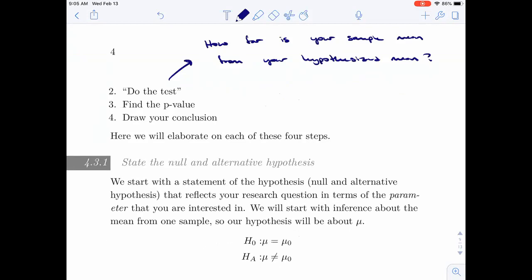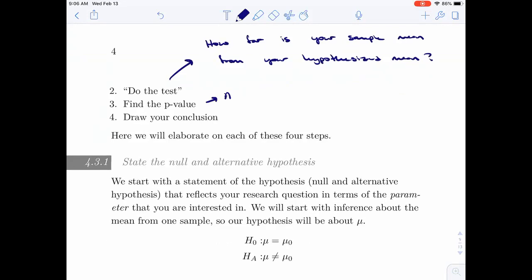In step 3, we're going to find the p-value. The p-value is just the area in the tail. So far we know how to do steps 2 and 3 really well. We know how to calculate a z-score, and we know how to find the area in the tail, regardless of which side of the curve we're on. The area in the tail is the p-value. And then step 4 is our conclusion, and our conclusion has 3 steps in it.